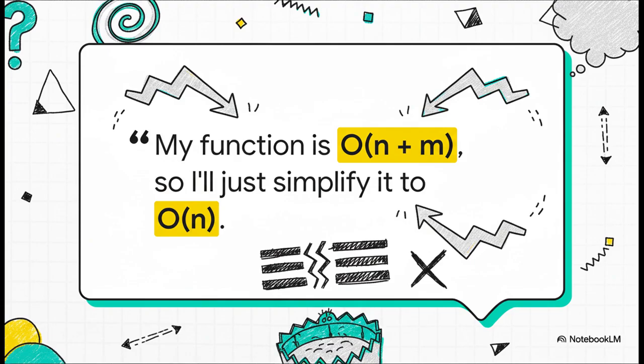Okay, on to myth number 2. You analyze a function that takes two different inputs. Let's call them n and m, and you correctly figure out the complexity is O of n plus m. It is so tempting to just clean that up, right? Drop the m and call it a day at O of n. But that is a trap.